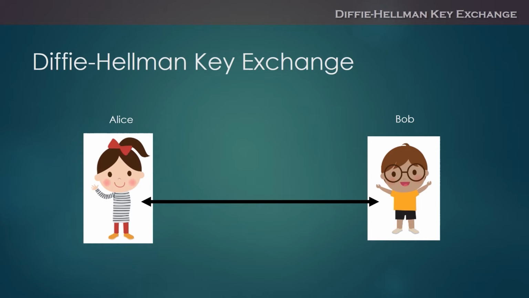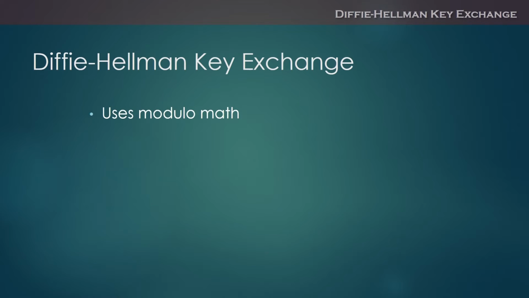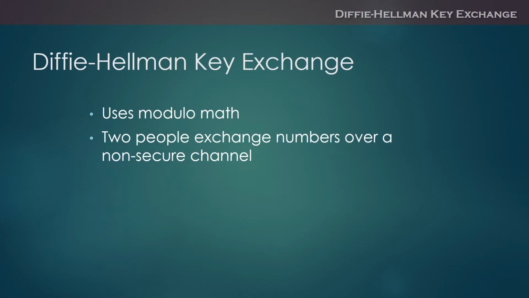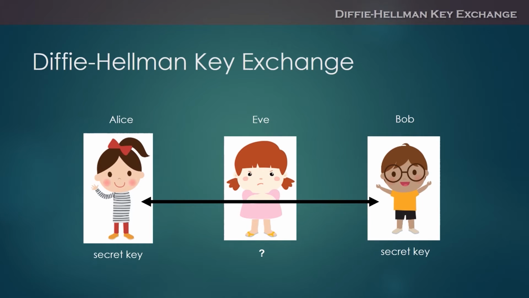So if you have an eavesdropper in the middle, such as Eve, she could see all the information that they're passing back and forth between each other and still not know what their secret key is that they're using to encrypt their messages. The Diffie-Hellman Key Exchange uses modulo math, so two people can exchange numbers over a non-secure channel, and then they can use these numbers to compute a secret shared key. And that's what makes this kind of communication possible here.